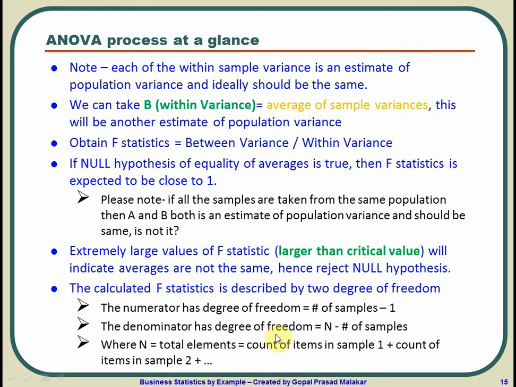So that's the process of ANOVA at a glance. You calculate the between variance, which gives one estimate of population variance. The within variance is another estimate of population variance. If the samples have been drawn from the same population, A and B are expected to be the same, and that's how the F statistic is expected to be close to 1. When it is not, it means that the samples are coming from different populations.